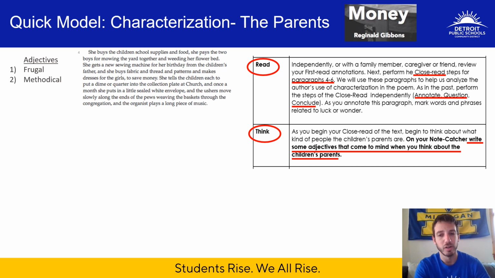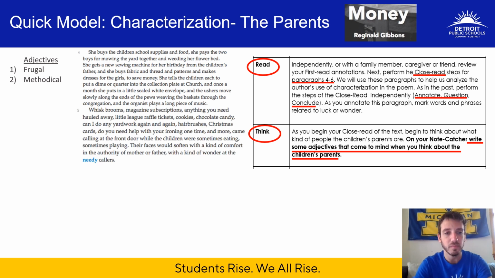I also included the adjective methodical, which means there's a method behind what she does. She's very intentional. This goes along with frugal, but she's very intentional about how she spends her money. She doesn't seem to waste much. And even if one would argue that she's wasting money at church, it's very clear to her, and to the rest of the family, that that's not a waste of money, because they must really value their faith. Okay, let's keep going to paragraph 5.